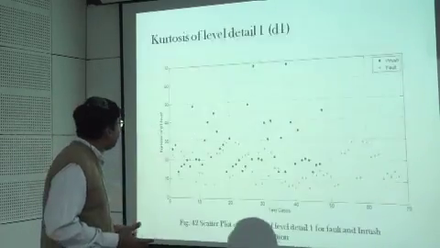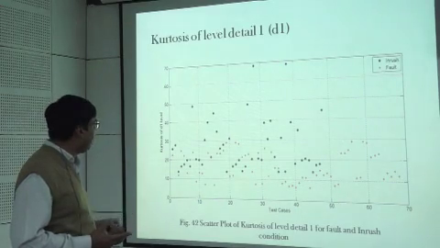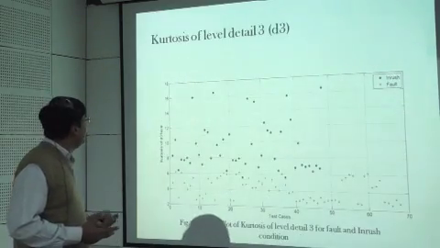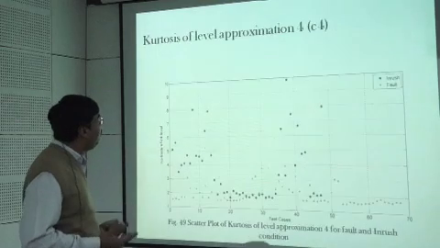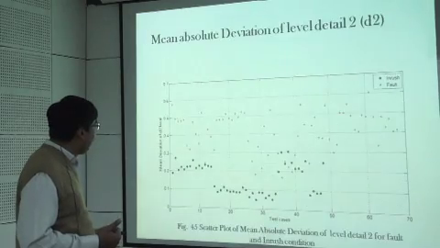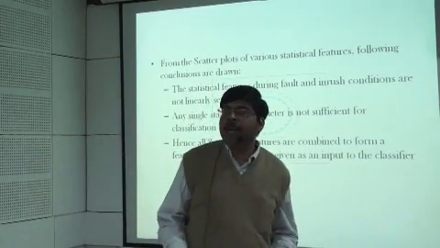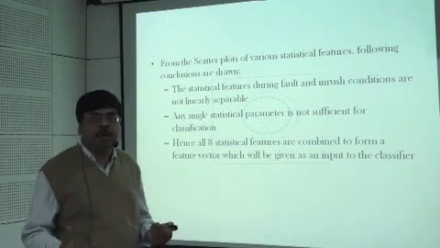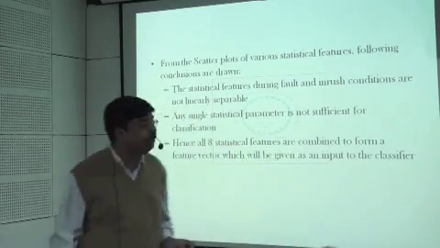For a laboratory transformer case, this is the kurtosis of level D1, where black indicates inrush and red indicates fault. Then variance of level D1, energy of level D1, mean absolute deviation of level D2, kurtosis of level D3, maximum absolute value of level D4, mean absolute deviation of level A4, and finally kurtosis of level A4. If we observe these 8 scatter plots for 8 operating conditions, we have some conclusions: the data is not linearly separable, and any single parameter is not sufficient for classification. Hence all the statistical features are combined to form a feature vector, because the merit of any classifier depends upon the input which it gets for the classification.